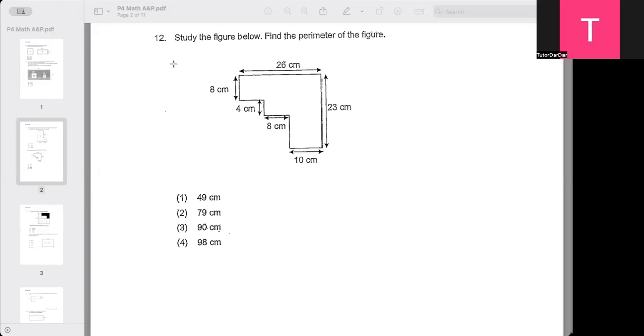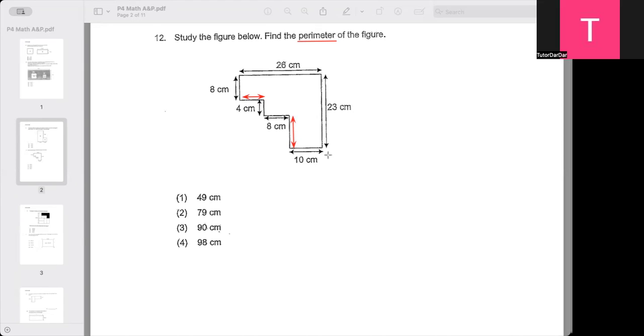Okay, let's look at this. Study the figure below. Find the perimeter of the figure. So now, we know this length. We know this length. We also know this length. But we don't know this length. And we know this, but we don't know this length also. So we've got to figure it out. First things first, let's figure out.